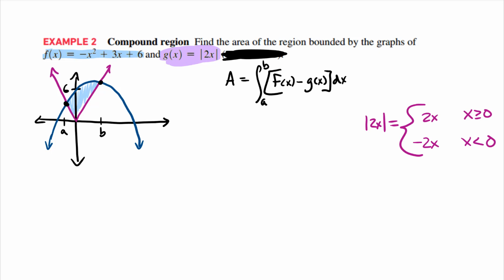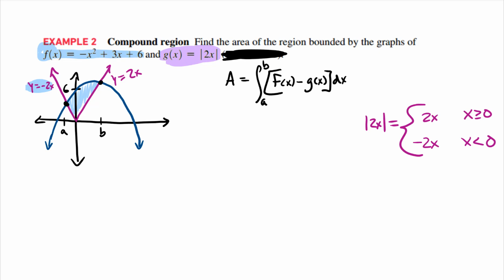So it doesn't mean it's negative, it just means that's the line. On the left-hand side of this graph, you have y equals -2x. On the right-hand side of the graph, you have y equal to positive 2x. So it's actually two separate functions. We're going to take our negative 2x and our f of x and set them equal to each other to figure out what our a value is.